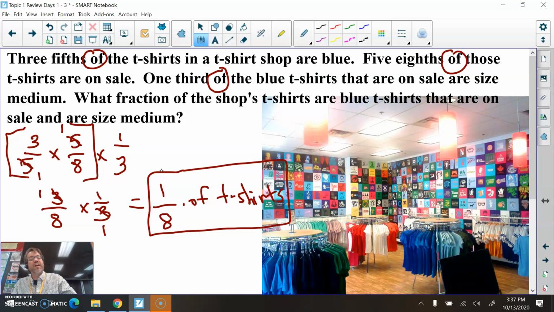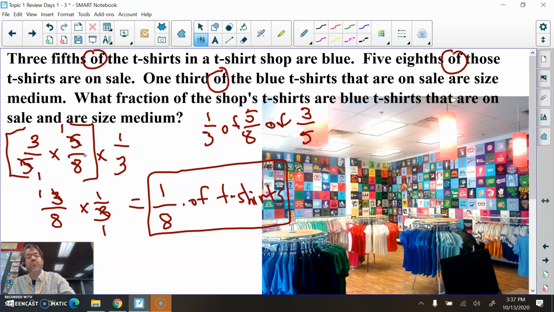Okay, and again, I know I did write these backwards because really we should have been finding what is 1/3 of the blue, or 1/3 of the 5/8. And then that 5/8 is of that 3/5. But you know what? You're still multiplying the same three fractions together, even though they're written in the reverse order.